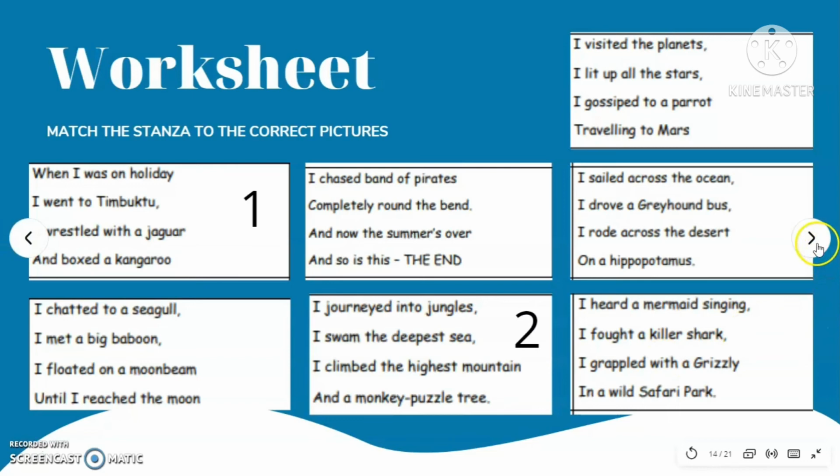Next, number 3. Yes, this stanza. I chatted to a seagull. I met a big baboon. I floated on a moonbeam until I reached the moon. Stanza number 4. Yes, correct. This is stanza number 4. I visited the planets. I lit up all the stars. I gossiped to a parrot traveling to Mars.